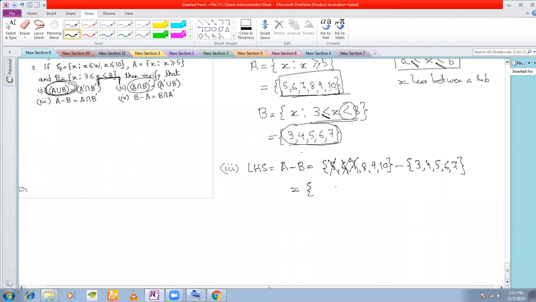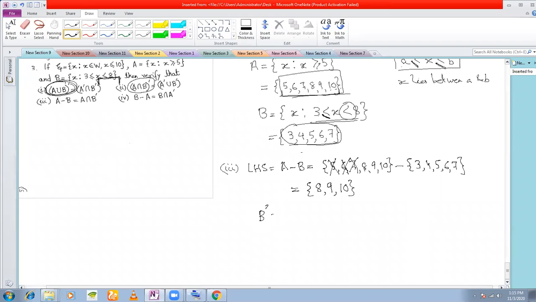8. It is there in A. It is not in B. So we write 8. 9 is in A but not in B. So we write 9. 10 similarly is there in A but not in B. So this is your A minus B. Now we proceed to find out the right hand side.